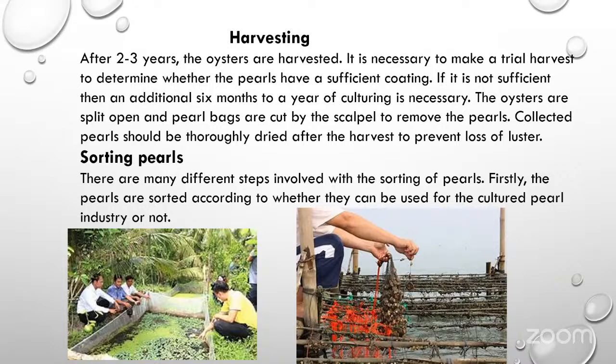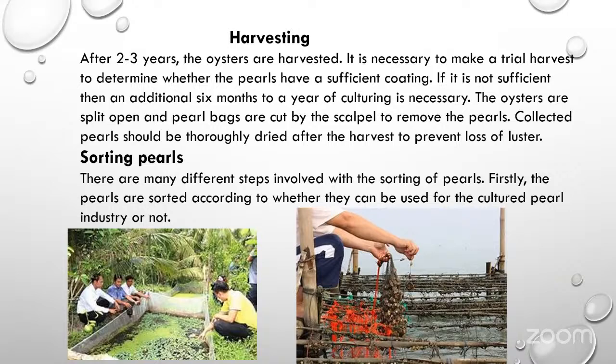So after 2 to 3 years, the oysters are harvested. It is necessary to make a trial harvest to determine whether the pearls have a sufficient coating or not. If it is not sufficient, then an additional 6 months to a year of culturing is necessary. The oysters are split open and pearl bags are cut with a scalpel to remove the pearls. Collected pearls should be thoroughly dried after the harvest to prevent loss of luster.